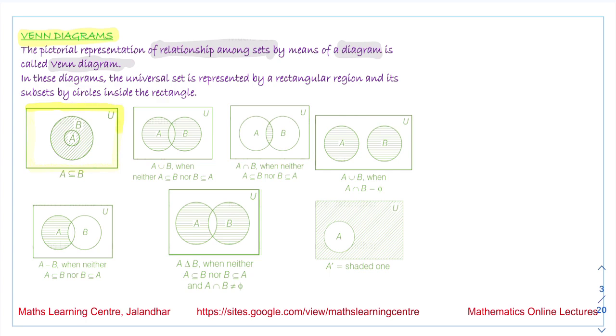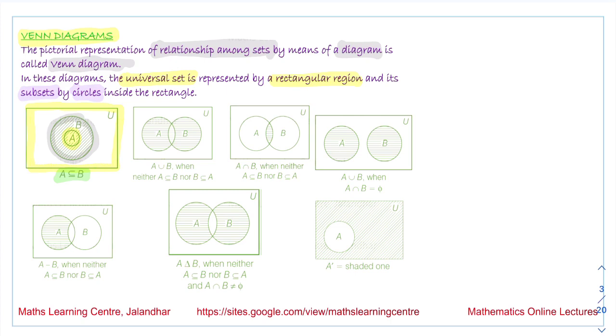So how are these diagrams shown? The universal set is shown with the help of rectangles, and its subsets are shown as circles inside these rectangles. The first Venn diagram we are talking about is the diagram for A is a subset of B. We have this set A and this set B, and this diagram represents that A is a subset of B.